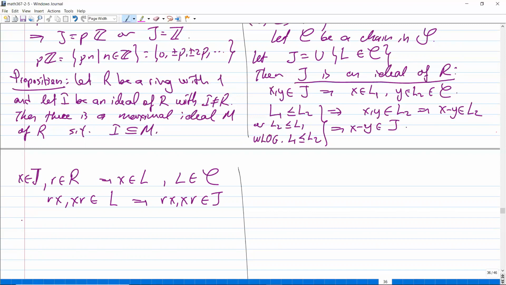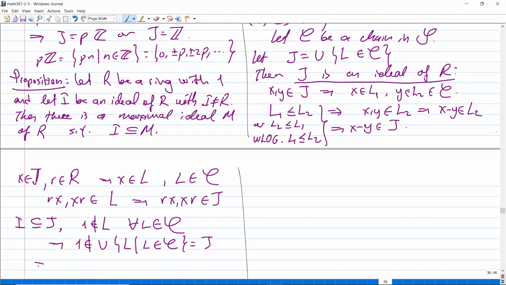Since I is inside J, and 1 is not in L for every L in C, because L is not equal to R, 1 is not an element of the union of all elements in C, that is J. Strictly speaking, I should write the union of L such that L is in C, and that is equal to J. Therefore, J is a proper ideal of R.